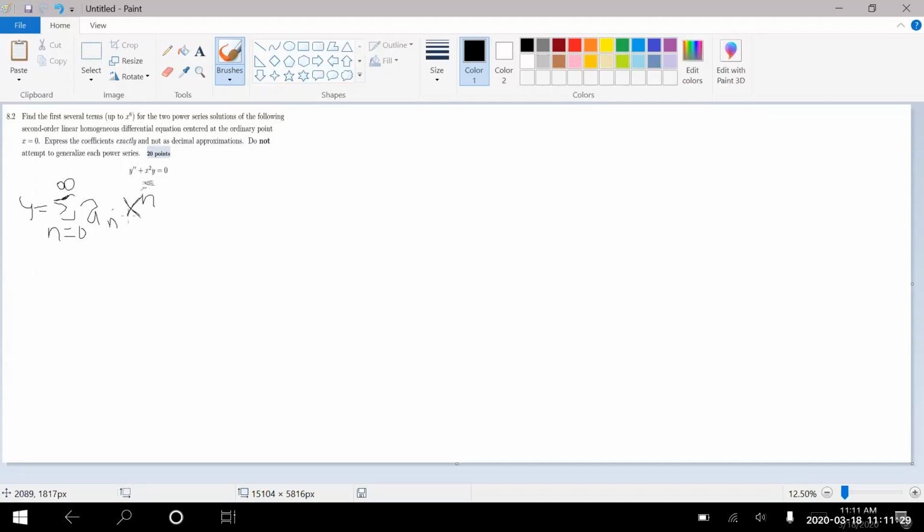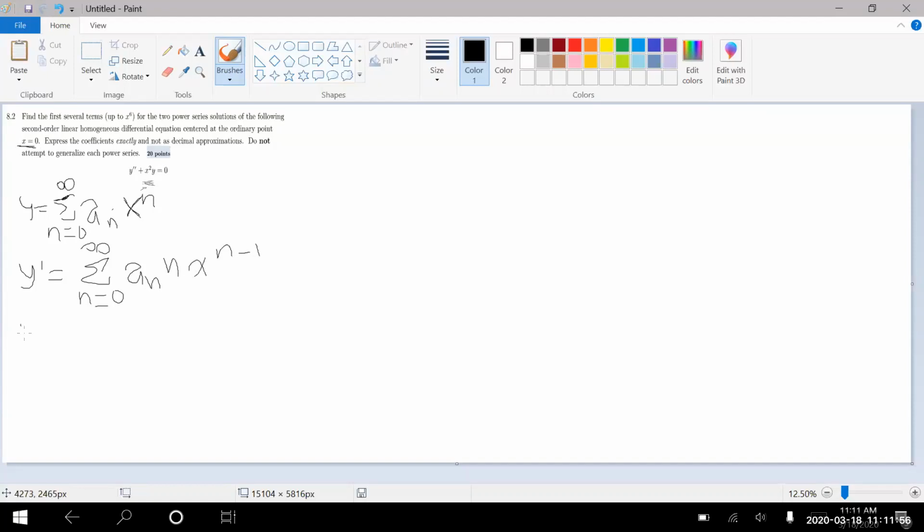X to the n. Keep in mind it looks like this because we are centered at 0, so we don't have to worry about another term over there. Okay, take our first derivative. We're going to get the sum of n a sub n x to the n minus 1.